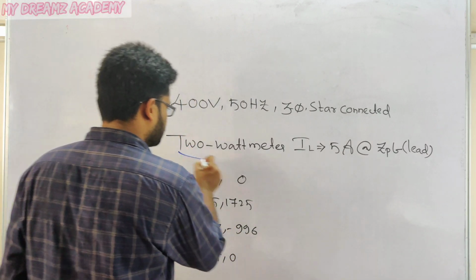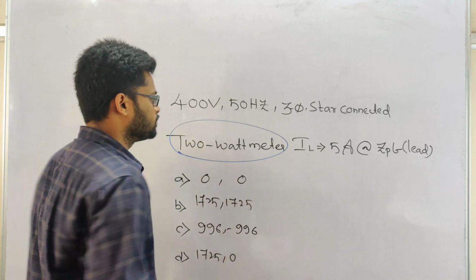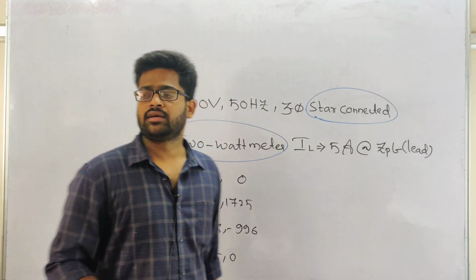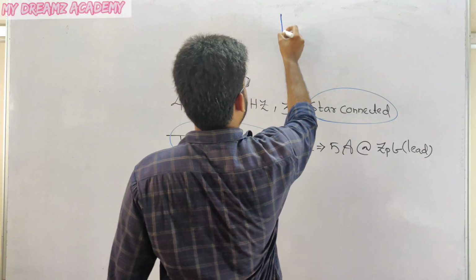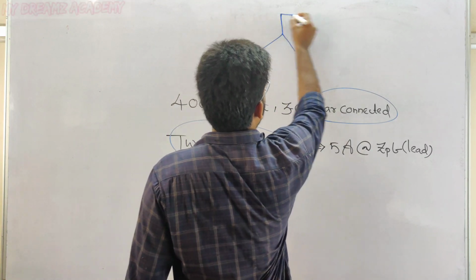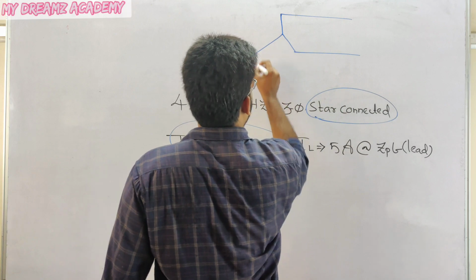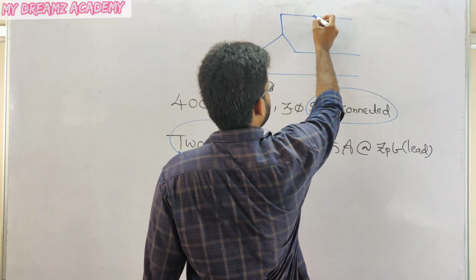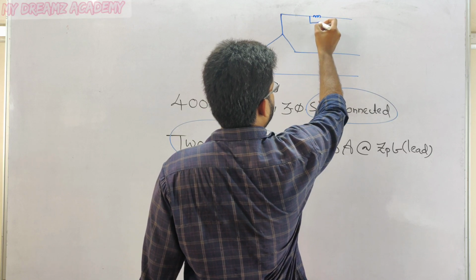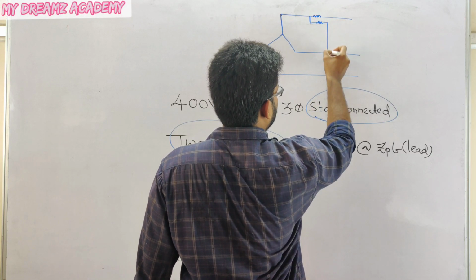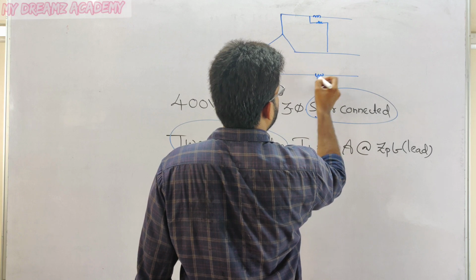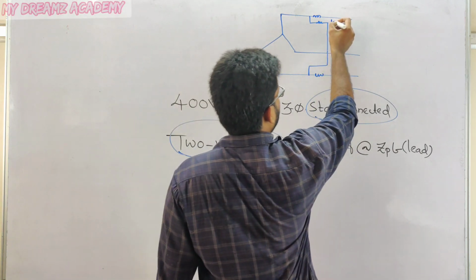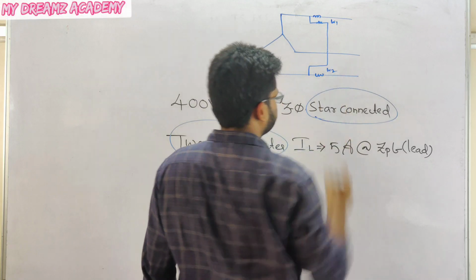First of all, we have to know about the 2 wattmeter method, and star connected. Our system is star connected like this, and I have connected the 2 wattmeter method. 1 wattmeter at this place, and similarly another wattmeter at this place. This is wattmeter 1 and this is wattmeter 2.